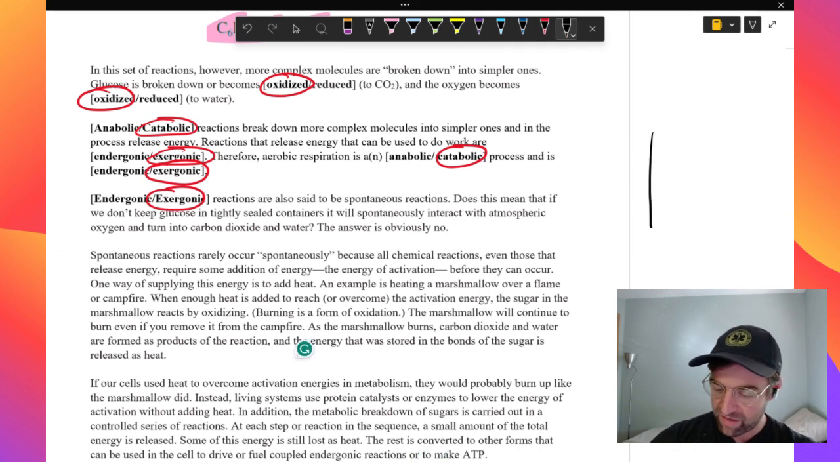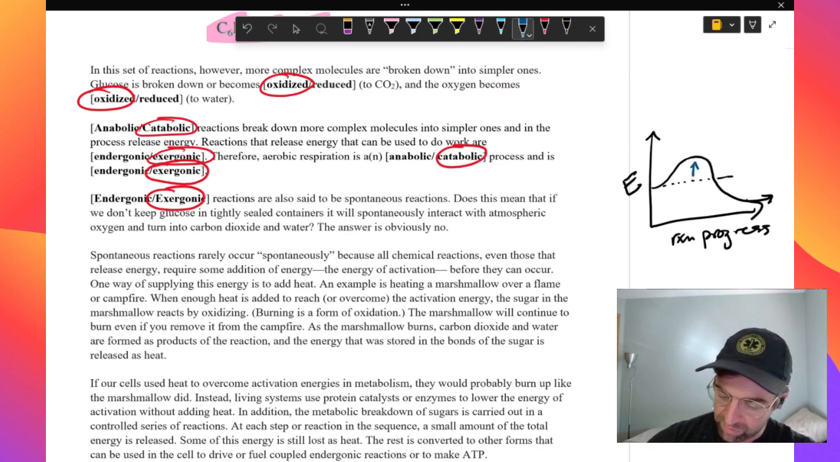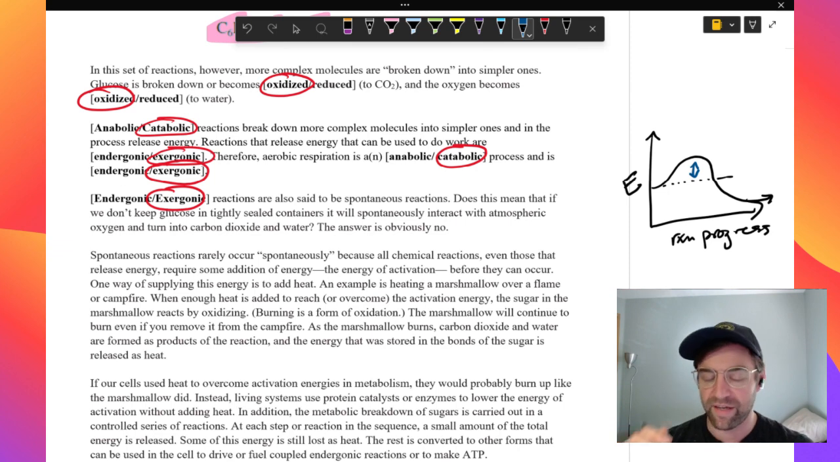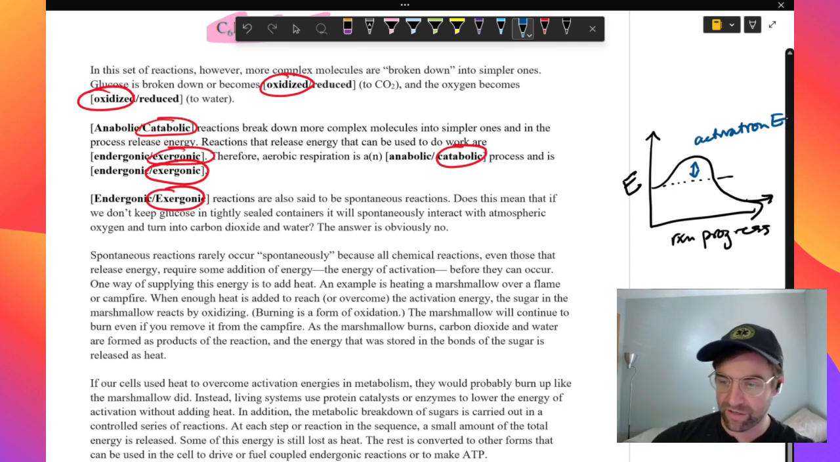And that energy of activation, if we're looking at a chart, with reaction progress and energy on our vertical axis, you'll have something like this. This margin in blue that I've just drawn on, this is your activation energy. That's the amount of energy input required to get the reaction to move forward and release more energy, as is the case in this particular graph. They can look very different.